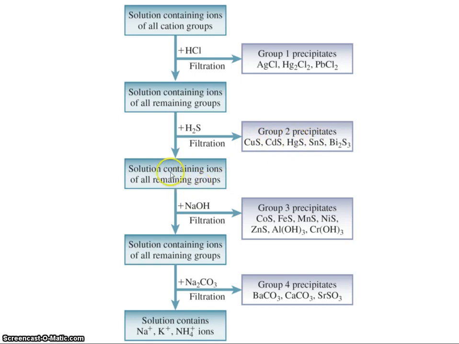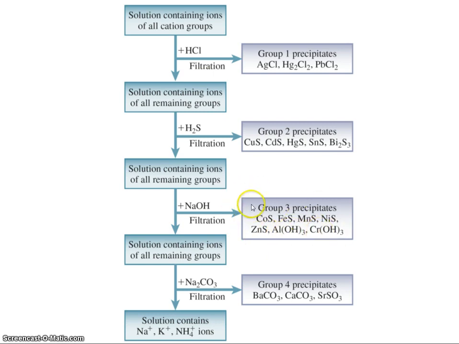So the solution has all the remaining stuff in it. So you add some sodium hydroxide, you neutralize your HCl. Right, the sodium is not going to do anything. You're going to shift the pH the other way, and you're going to add until you precipitate out cobalt sulfide, iron sulfide, magnesium sulfide, nickel sulfide, zinc sulfide, and then aluminum hydroxide and chromium hydroxide.